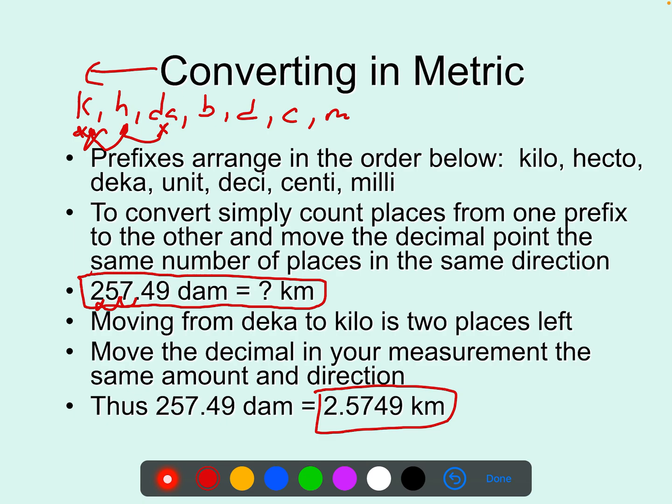And that's it. I could give you 20 problems. I mean, we had some practice problems. We did the lab activity. But that's basically it in a nutshell. Just know where you're starting from and where you're going to, and count those number of places that you have to move to get there.